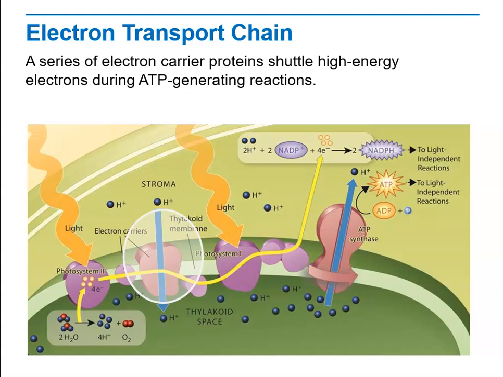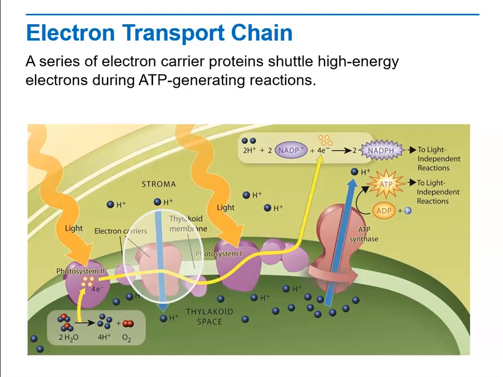After photosystem 2 creates these high energy electrons by absorbing the light energy, those electrons have to be transported through the thylakoid. Electrons are far too small to manipulate on their own, so we have a series of electron carrier proteins that will shuttle these high energy electrons from one place to another.